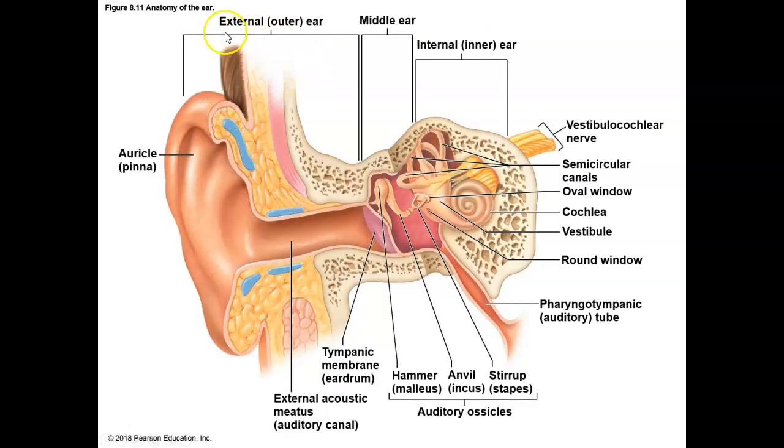So there's three sections to the ear. The external ear starts here at this region called the auricle. This is like the trumpet region of the ear. And then we have this external acoustic or external auditory canal, and it ends at the tympanic membrane.